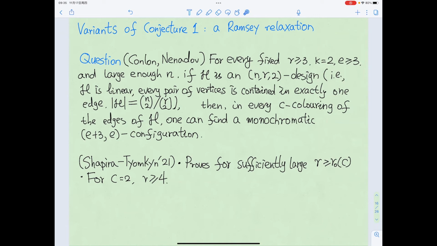But this left open the case r equals 3, with two colors. So again, this result of Shapira and Tyomkyn is slightly weaker than the question posed above, because r is not fixed. These are two variations of the first conjecture.